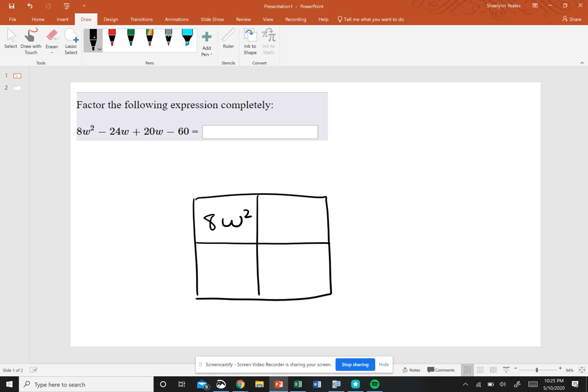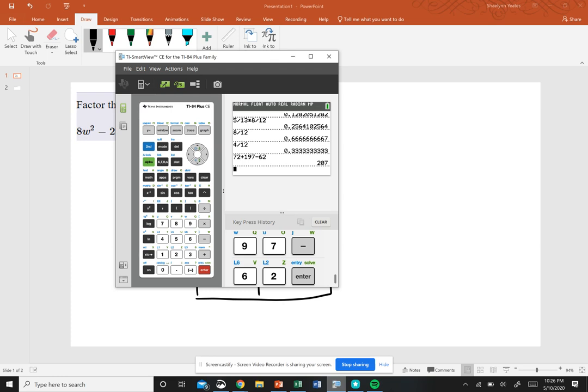So we've got 8w squared, a negative 24w, a positive 20w, and a negative 60. So now I'm going to start pulling out greatest common factors. So between 20w and negative 60, this is going to be a positive 20. Between 8w squared and negative 24w, this is going to be a positive 8w. The greatest common factor between 8w and 20w is going to be a 4w. And then my greatest common factor between negative 24 and negative 60, it's going to be negative.